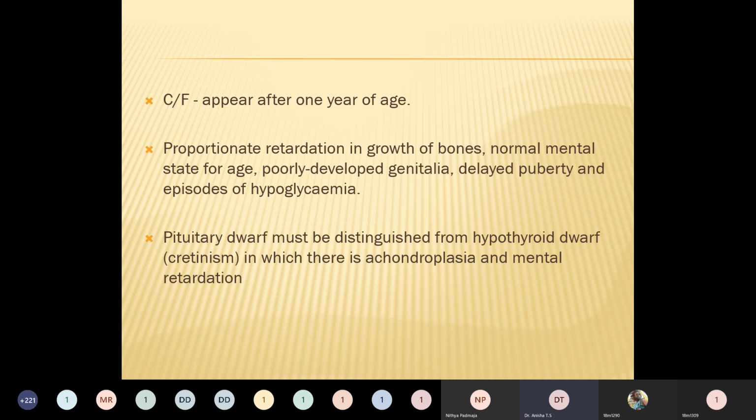It usually appears after 1 year, and there's proportionate retardation in growth of the bones, normal mental age, and poorly developed genitalia. But they do not have episodes of hypoglycemia, which is very different from the hypothyroid dwarf called cretin. Cretin is disproportionate, and there is achondroplasia and mental retardation. Whereas in pituitary dwarf, they have normal growth of bones, normal mental state, and only do not have well developed genitalia, and there is delayed puberty.